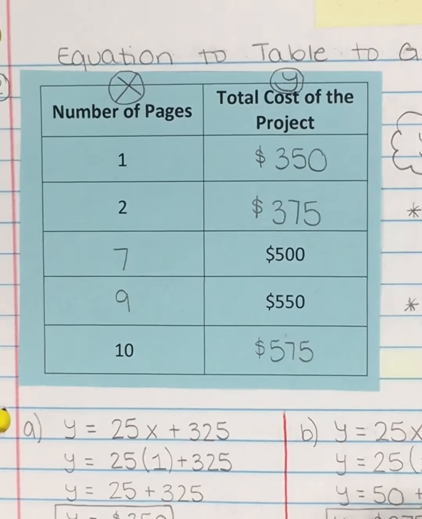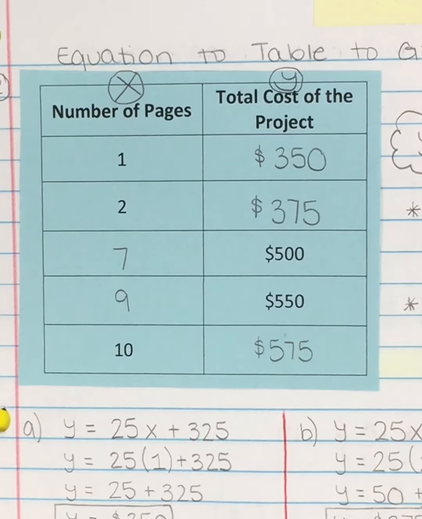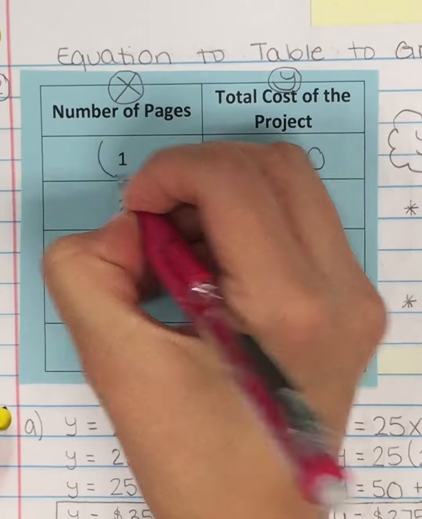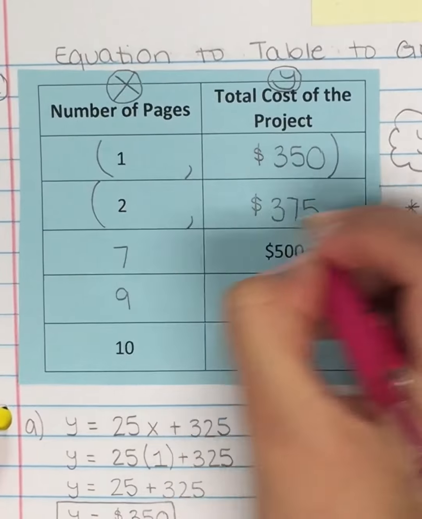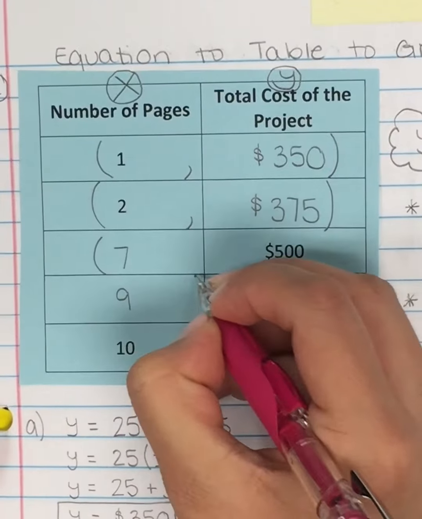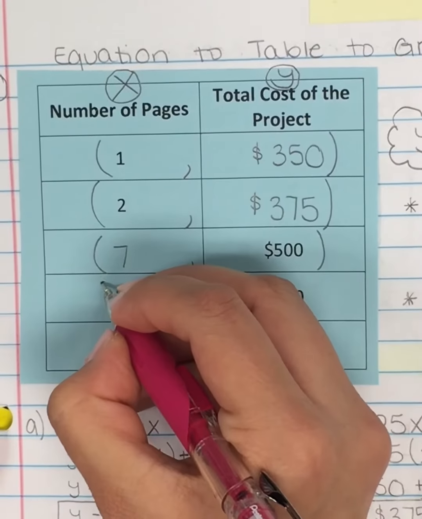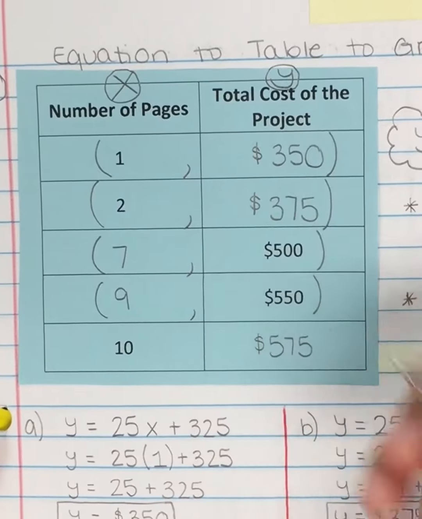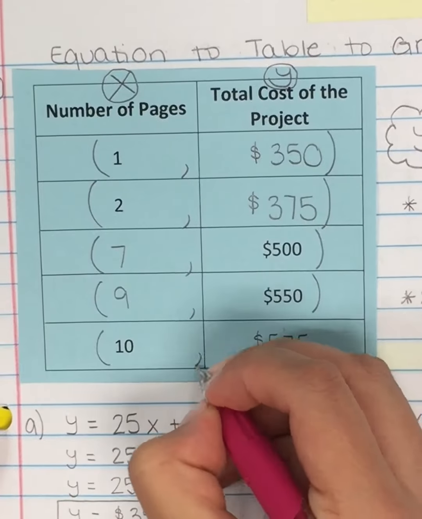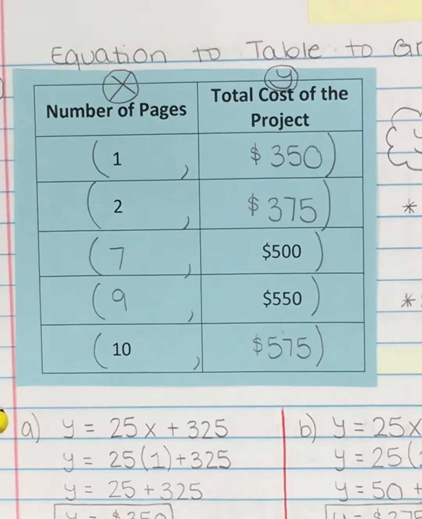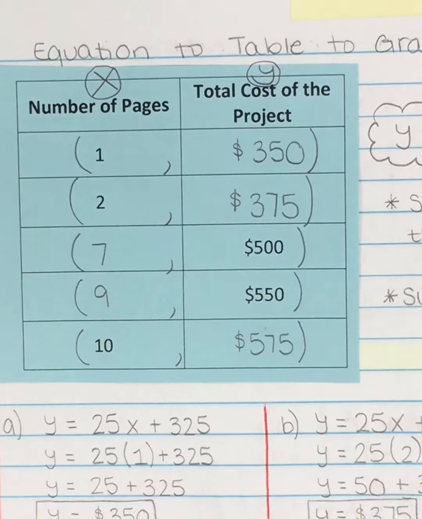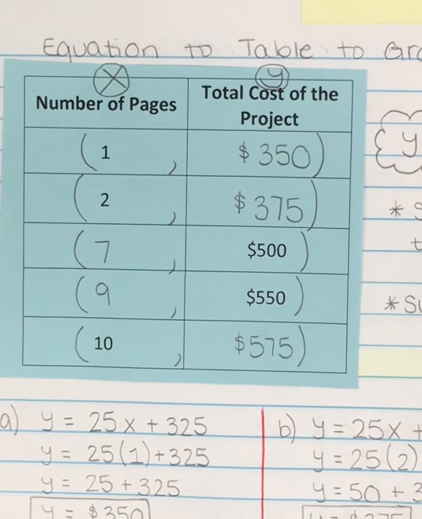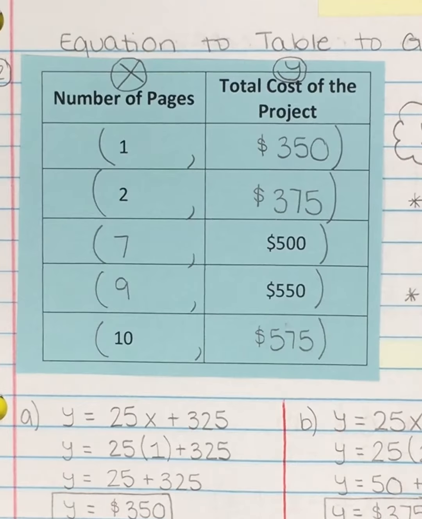Very good. We need to add parentheses on the outsides and a comma right in the middle of each one, just like this. Okay, and there we have it. There we have our ordered pairs that are going to go in our graph on the other page.